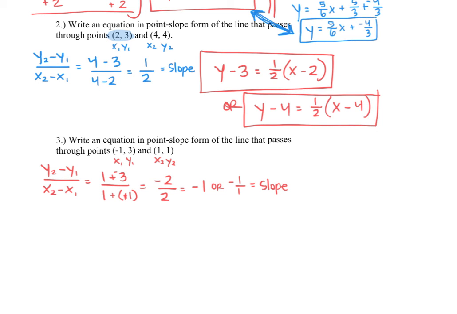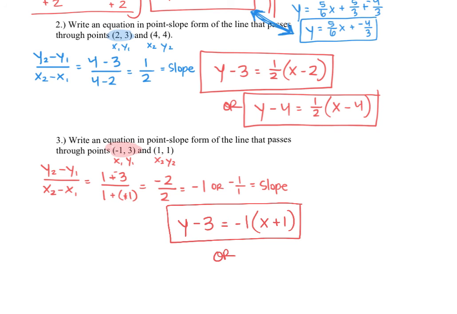Now that I have the slope, I'm going to choose one point first, so I'll start with this one, negative 1, 3. So I have y minus the y coordinate, which is 3, so y minus 3 equals negative 1, and then in parentheses, this would be x minus negative 1, and so remember that becomes x plus 1. So that's the first equation. The second equation would be y minus 1, because that's the y coordinate, equals negative 1. Again, the slope is still the same, and then x minus 1.